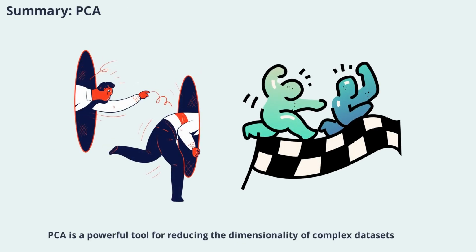PCA is a powerful tool for reducing the dimensionality of complex datasets. It helps reveal patterns, remove noise, and improve the performance of other algorithms. By understanding how PCA works and when to use it, you can unlock new insights from your data.